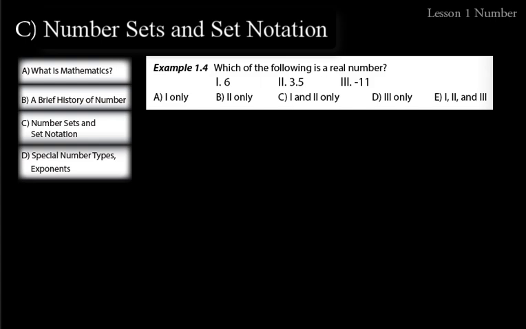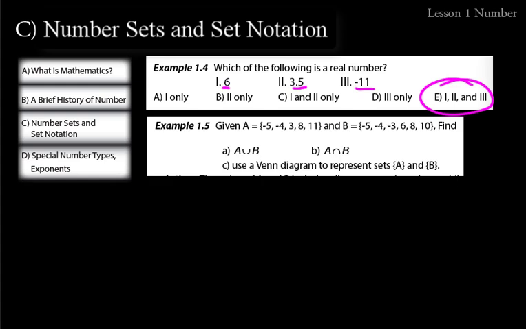Example 1.4, which of the following is a real number? You can see there we have a 6, a 3.5, and a -11. Real numbers include integers, they include decimal numbers. So actually all three of those are real numbers. So the correct choice would be choice E.